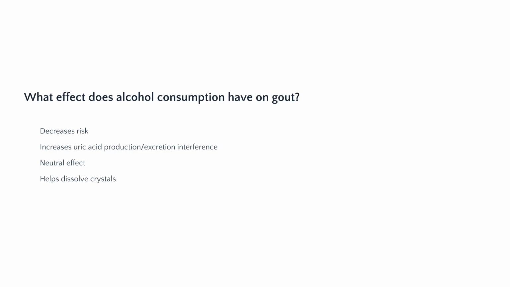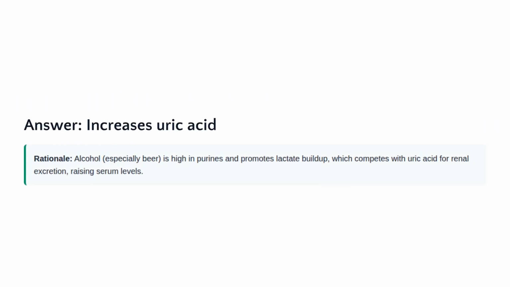What effect does alcohol consumption have on gout? Alcohol consumption increases uric acid production and interferes with its excretion. Beer and spirits, in particular, increase the risk of gout attacks.